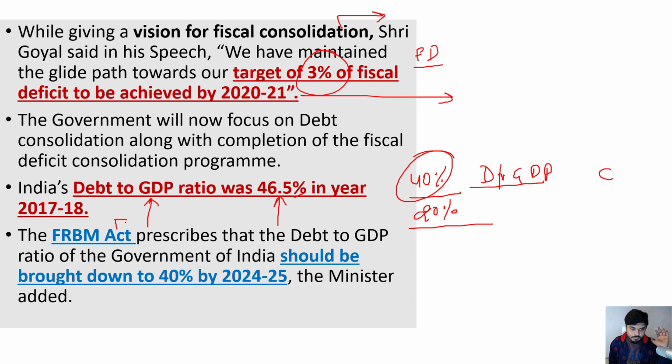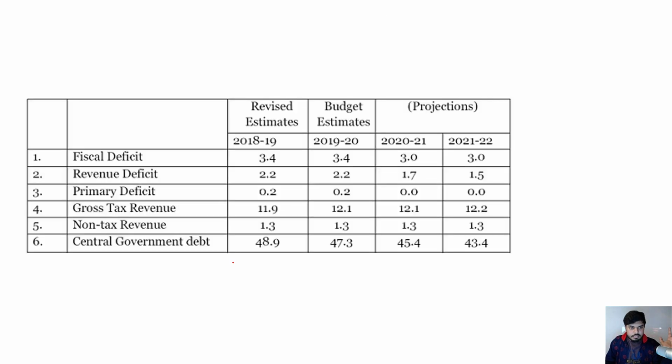Under this FRBM Act of 2003, the Fiscal Responsibility and Budget Management Act, fiscal responsibility means the management of fiscal deficit, fiscal consolidation would be the main focus, and then Budget Management. It came in 2003, and it prescribed the limit of 40%, and we are going to achieve this 40% by 2024-25. That is our target. And here they are giving revised estimates for last year, budgetary estimates for this year, and projections for the next 2 years, because these are macro data.